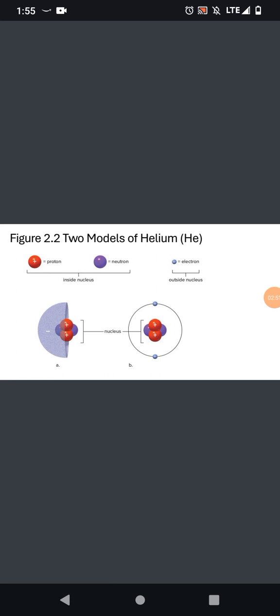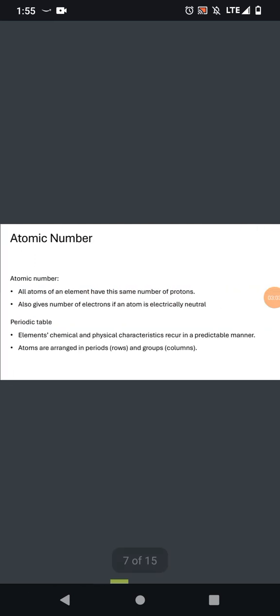So here are 2 models of helium. Inside the nucleus are the protons and neutrons, and outside the nucleus is an electron. Okay, and here's the little diagram at the bottom. Atomic number: all atoms of an element have the same number of protons. It also gives the number of electrons if an atom is electrically neutral.